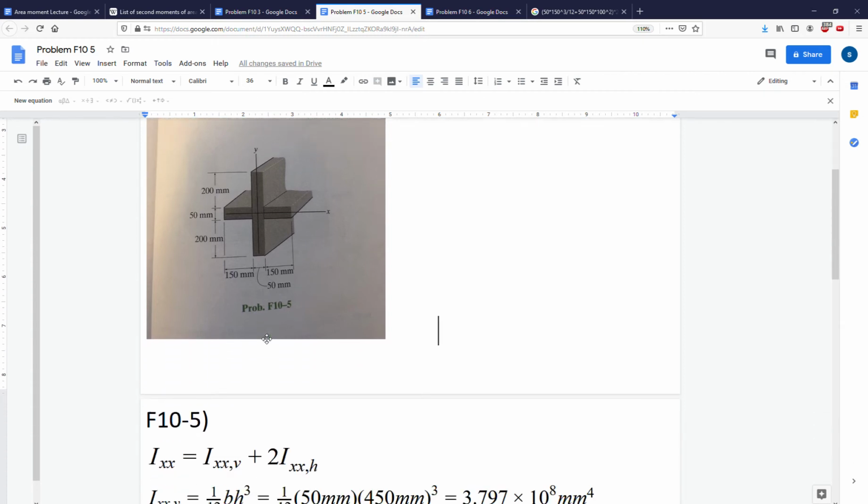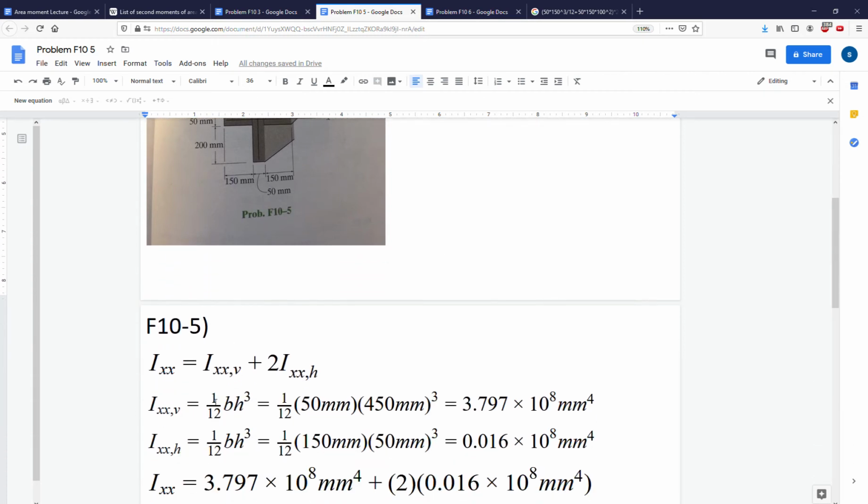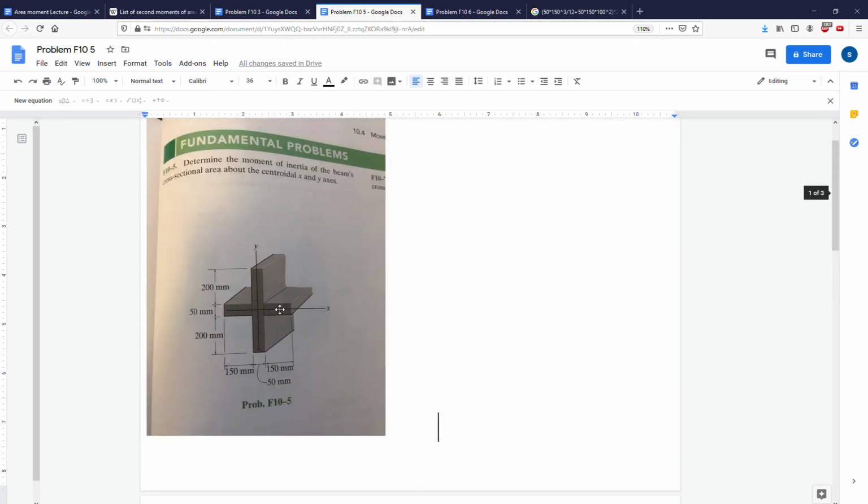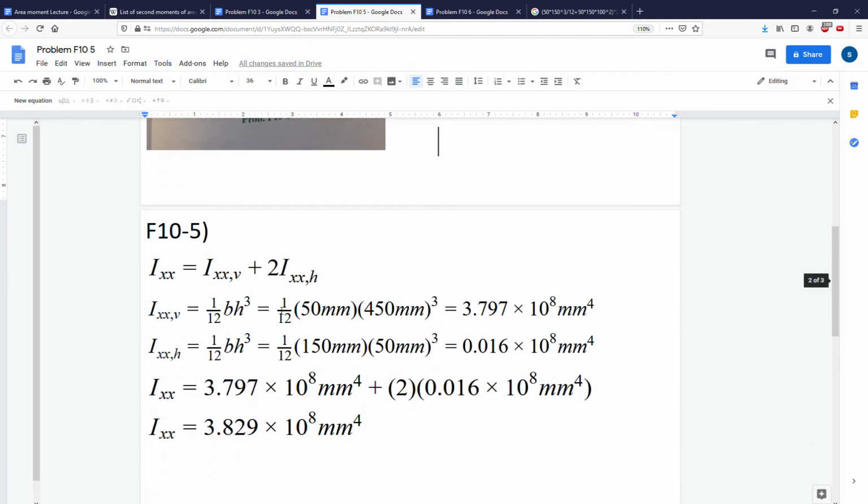So first, the vertical. The formula for moment of inertia is 1/12 bh cubed. b is the length along that axis. So for this rectangle, it's this 50 millimeters right here. And h is the length in the other direction. So h is the length in the y-axis in this case, which is 200 millimeters plus 50 plus 200, or 450 millimeters total. So 1/12 times 50 millimeters times 450 millimeters cubed gives 3.797 times 10 to the 8th millimeters to the 4th power.